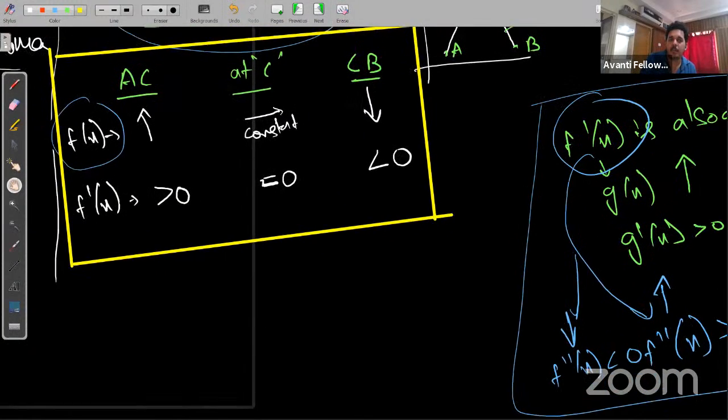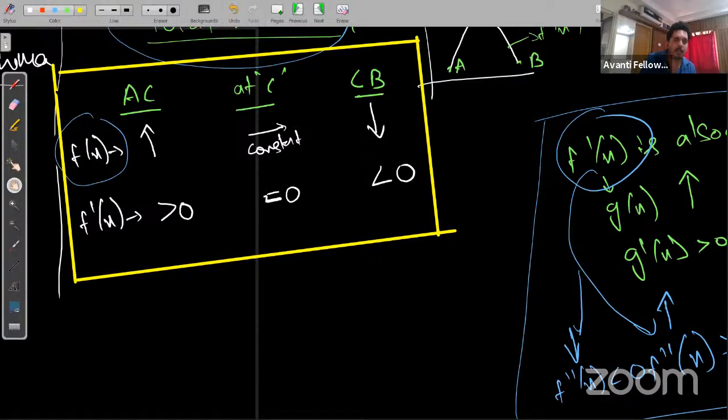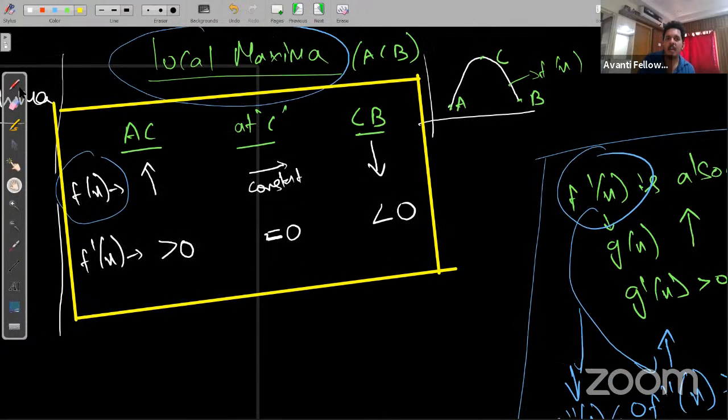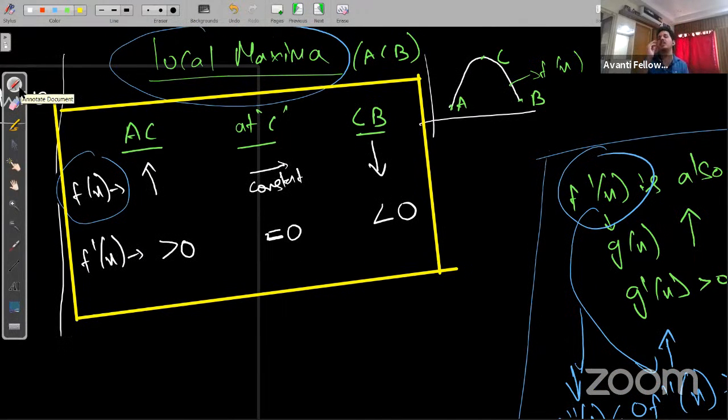By looking at this table, inside the yellow one, you can say. I'm just waiting for smart answers. I can directly tell, I'm just waiting. What is my question? I'm repeating it again. Throughout the curve of local maxima A, C, B, what is happening to my f dash of x? Is it increasing or decreasing?